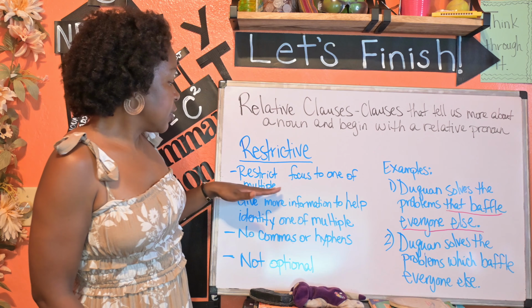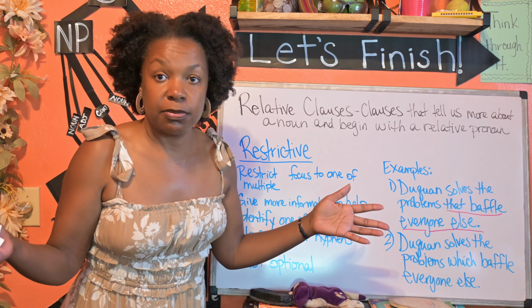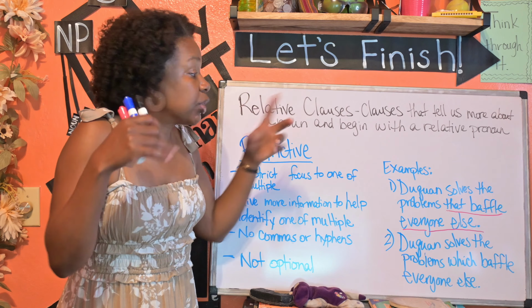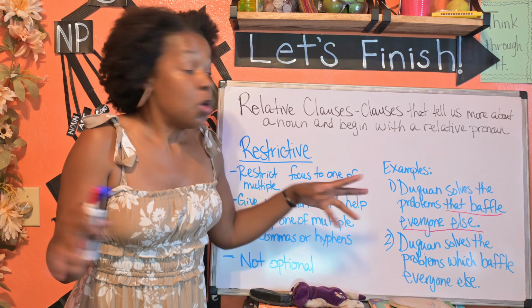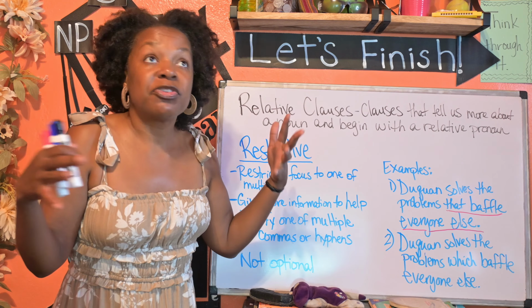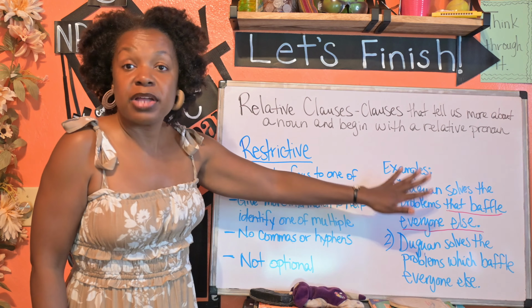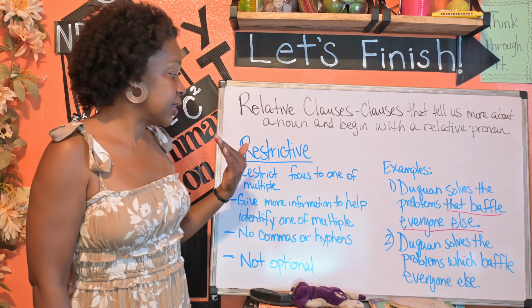It restricts the focus to one of multiple. So the multiple would be different kinds of problems, okay? But we're being restricted to one type of problem. And that one type of problem is the type of problem that gets on everybody else's nerves. Or these problems, they could be different types of problems. The commonality is that they baffle everyone else. This is Daquan's specialty. Solving the problems that just go over other people's heads, all right?